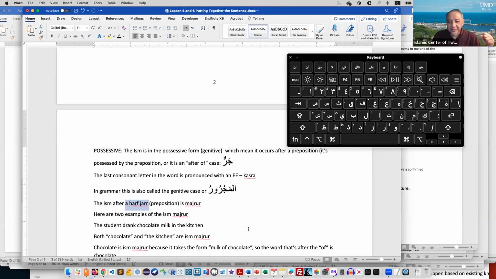What's another one? In. Very good. So let's write the Arabic here. How do we write in? It's fi, isn't it? In is fi. Okay, it's an example of in. This is from the previous lesson, you can check it out.